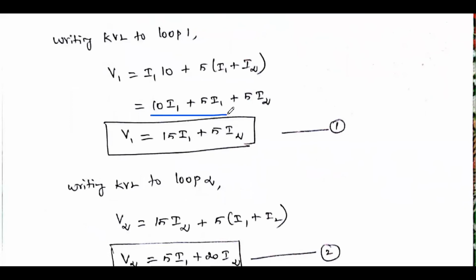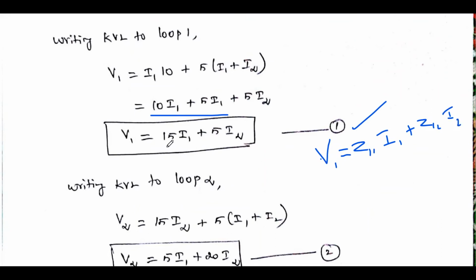So if you are adding these two, 15 I1 plus 5 I2 equal to V1. This is equation number 1. This equation is similar to our Z parameter first equation. What is the first Z parameter equation? V1 equal to Z11 into I1 plus Z12 into I2. So you see our first equation we can construct in this format.